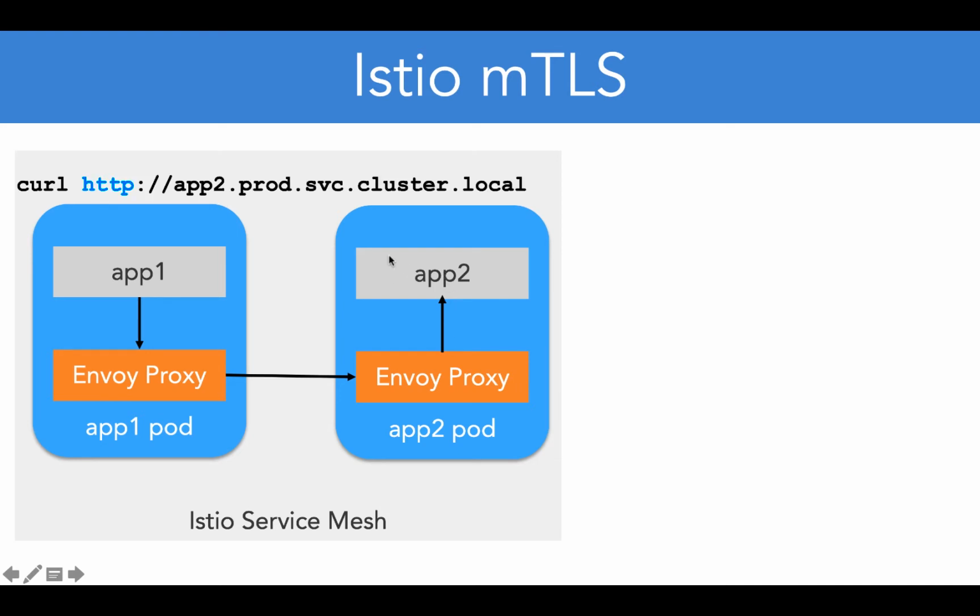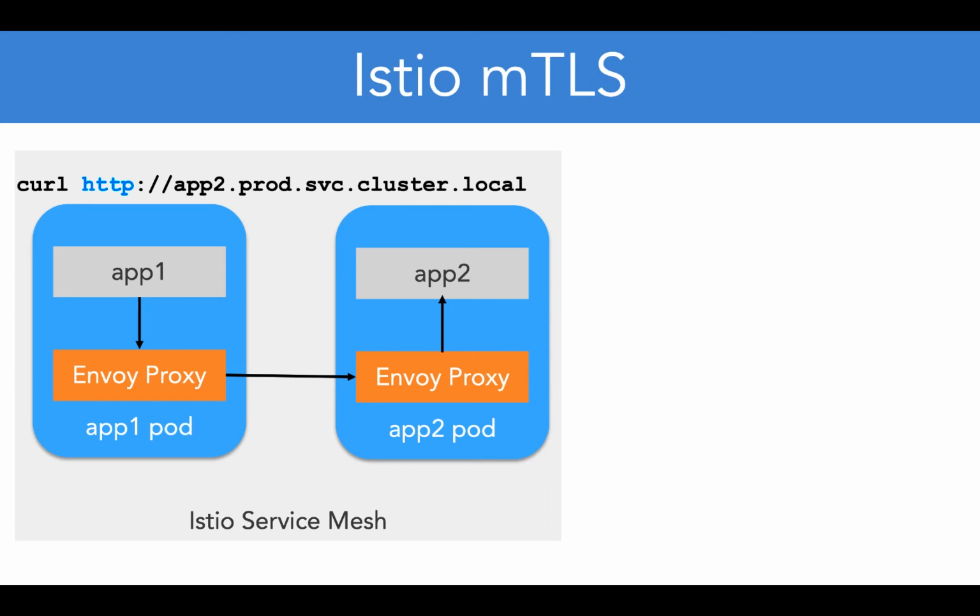Now so far what we have done, we have used HTTP to connect from one app to another. So HTTP is non-encrypted. That means the data that we send or receive will be non-encrypted. Istio by default has this mutual TLS enabled. When you install Istio, it is by default enabled.